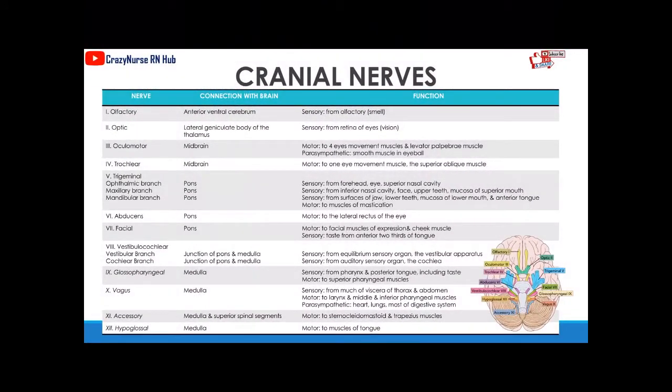Next, we have the cranial nerves. Testing of each cranial nerve is an essential component of the neurologic examination. All in all, we have 12 cranial nerves, namely olfactory, optic, oculomotor, trochlear, trigeminal, abducens, facial, vestibulocochlear, glossopharyngeal, vagus, accessory, and hypoglossal. Along with this video, I have here the connection with the brain as well as the function of each cranial nerve, either sensory or motor function.